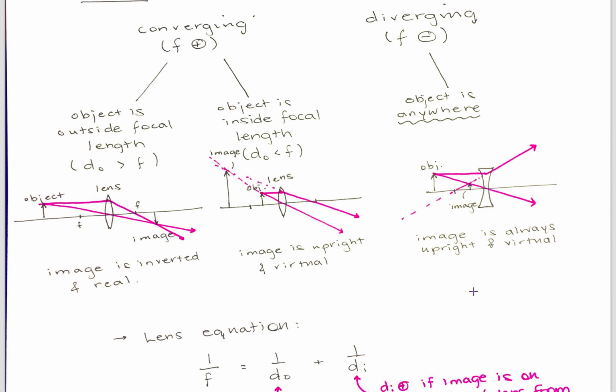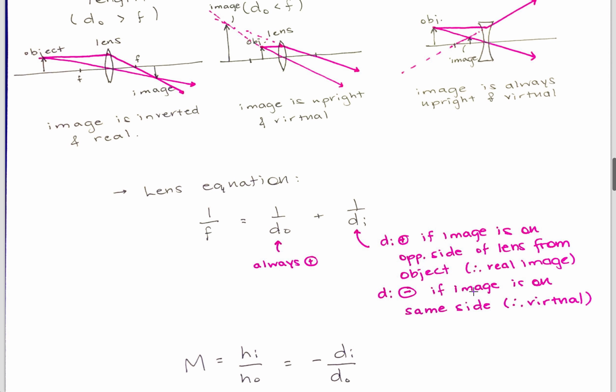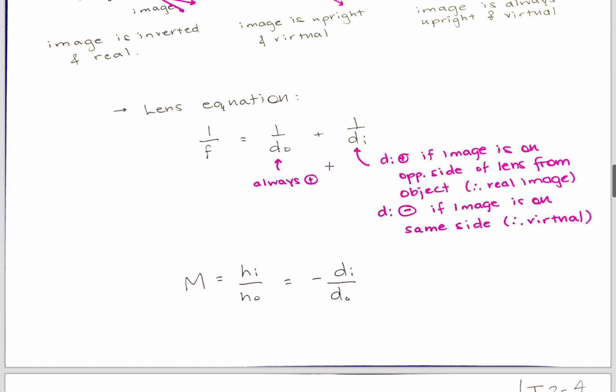All right, now we want to put some quantitative tools to this new lens idea. So we have the lens equation, 1 over f equals 1 over do plus 1 over di. For our purposes, the object distance is always going to be positive. We always consider wherever the object is to be basically the front of the lens, and so that would be positive. Di is positive, basically if you have a real image. In other words, if your image is on the opposite side of the lens from the object.